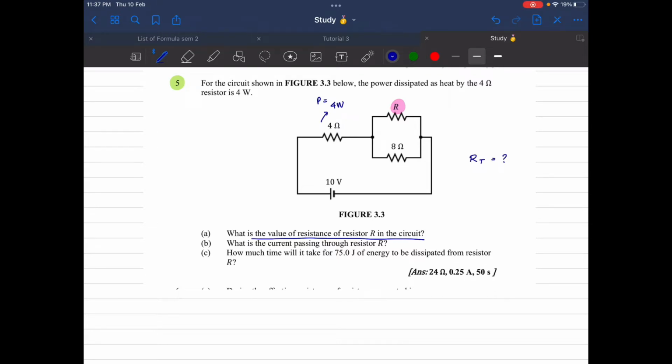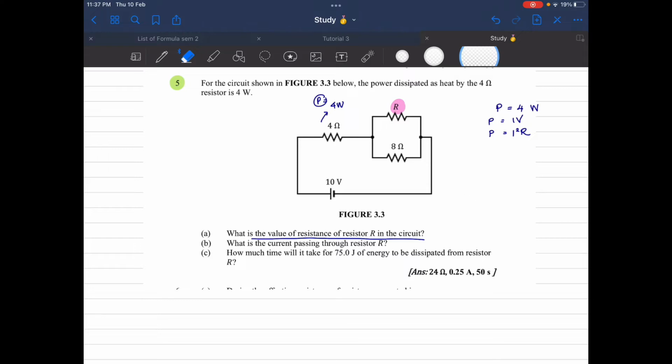Okay, so kita tengok kat sini. Dia kasih kita power kat sini kan. So, power sama dengan 4 watt. And I know the formula for power is P equals to IV, isn't it? But I don't have information about voltage kan whatsoever. So, how do I do this? Maybe I could do something like this. So, I could pecahkan P equals to V equals to IR, so I square R.